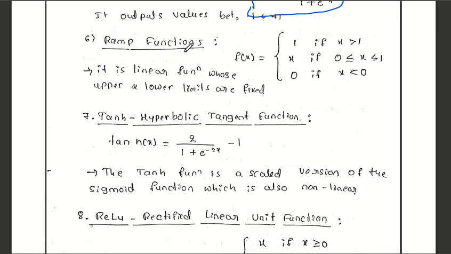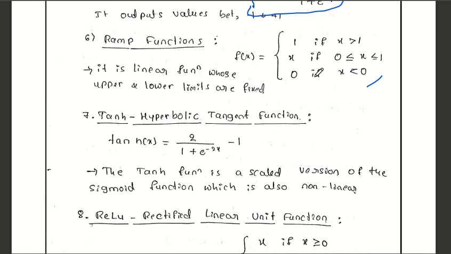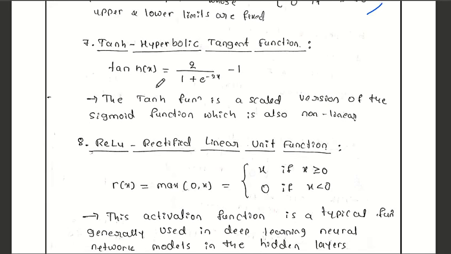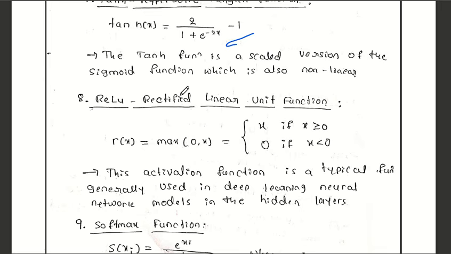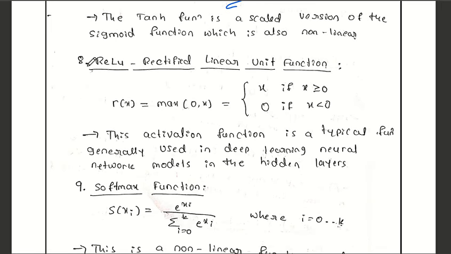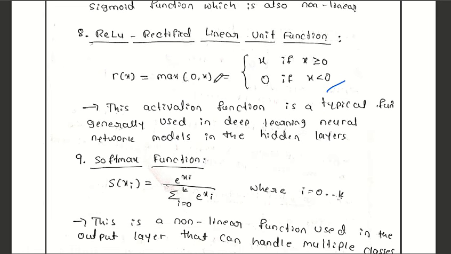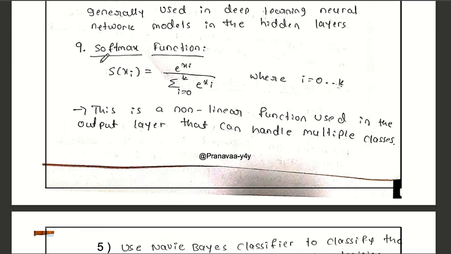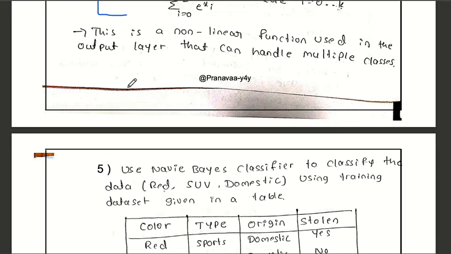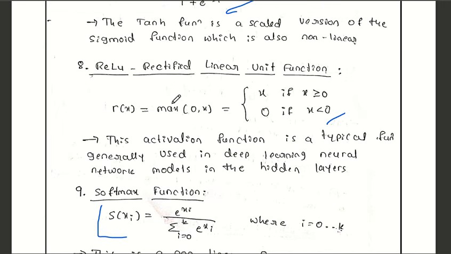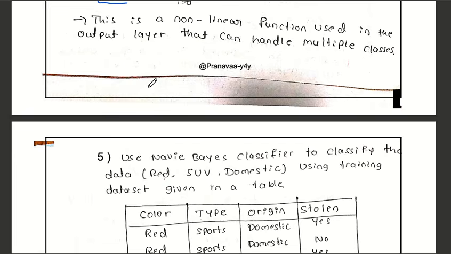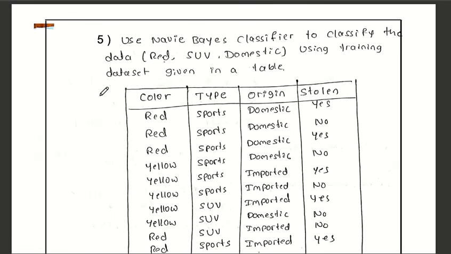Sixth one, the ramp function is there. Again, along with the expression, you need to explain. The hyperbolic tangent function is the seventh one. Here the expression is there, then a one-line description. Eighth one, ReLU, the rectified linear unit function. And the ninth one, the softmax function. The expression is there. You just need to understand these expressions and explain each function with a description.